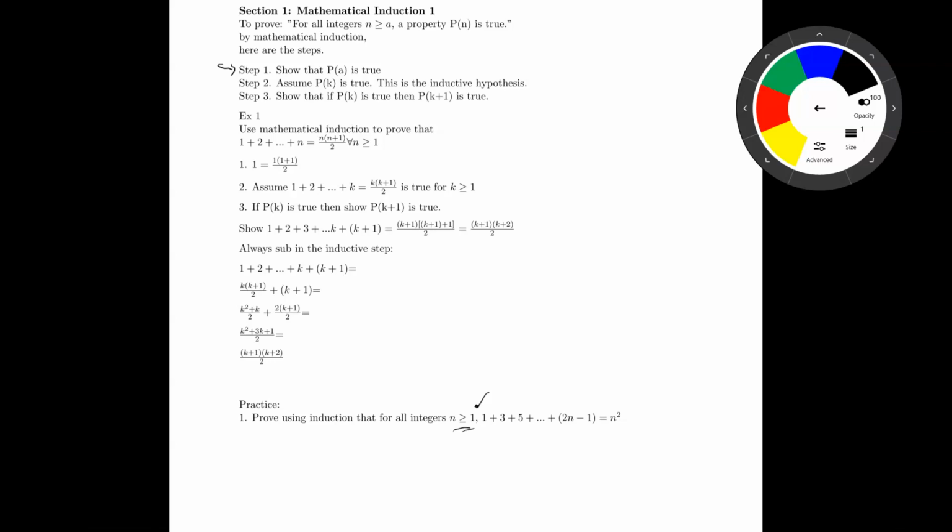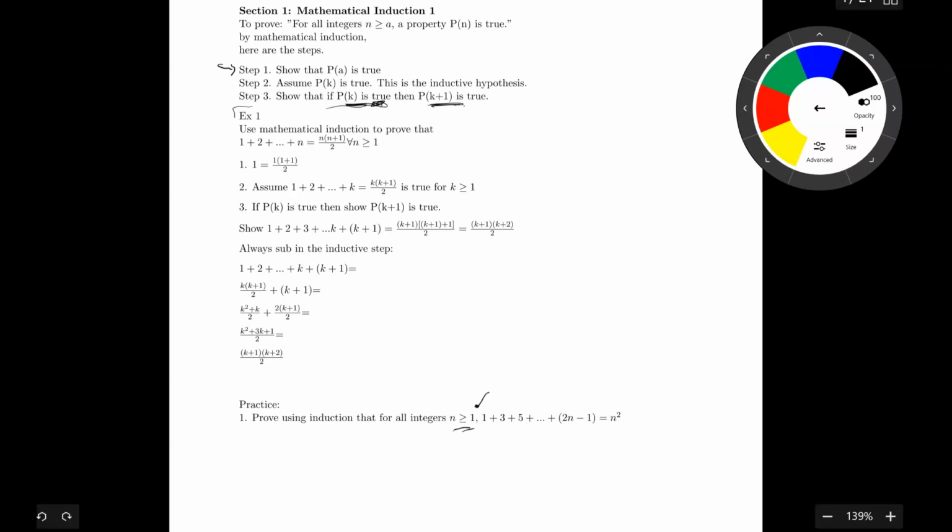Then step 2 is assuming it's true for the other k of them. So that's the inductive hypothesis. So we're assuming true. And then we show true for the k plus 1. So we use that if this is true, then the k plus first is true. So I use this assumed statement to prove this, and then it works. Okay, so here we go.